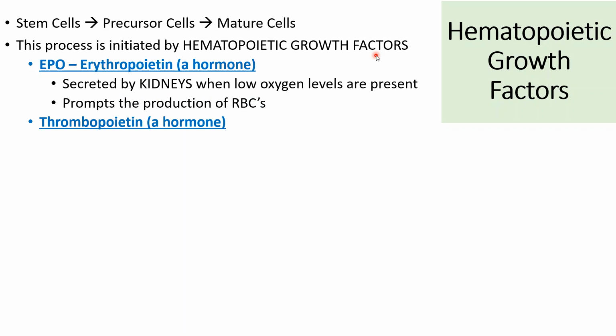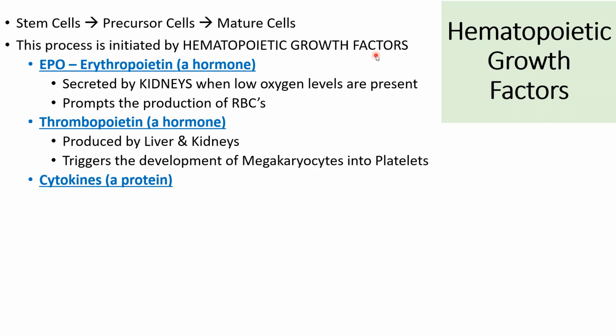Thrombopoietin is also a hormone, which was not discussed in chapter 17. You can probably figure out what this hormone is going to cause to happen. It's produced by the liver and kidneys, and it triggers the development of a megakaryocyte into platelets. It basically tells that megakaryocyte to release the platelets that are within the cytoplasm of that megakaryocyte.